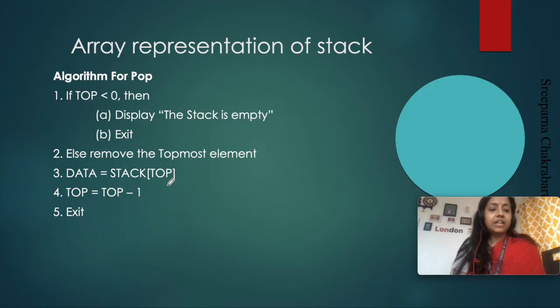Stack is the name of that array, and top is the value of the index. So what is data now, students? Data is actually the element which we just now removed from the stack. And what is the value of top? After removing the element, we can decrease the value of top by 1. Kindly note that this top equal to top minus 1 should be done after we have popped out the element, not before that.